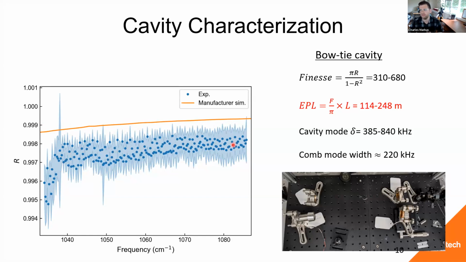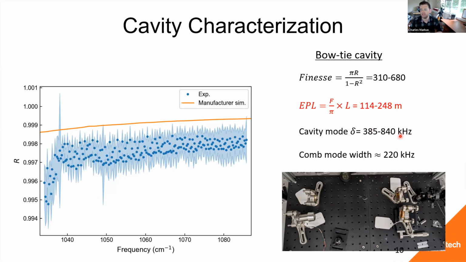So this grants a finesse of around 310 to 680, which increases your effective path length by a factor of F over pi. So this means that we have an effective path length of between 114 and 250 meters, depending on where you are in the spectrum, which is quite good considering the size of our little benchtop setup as shown here.